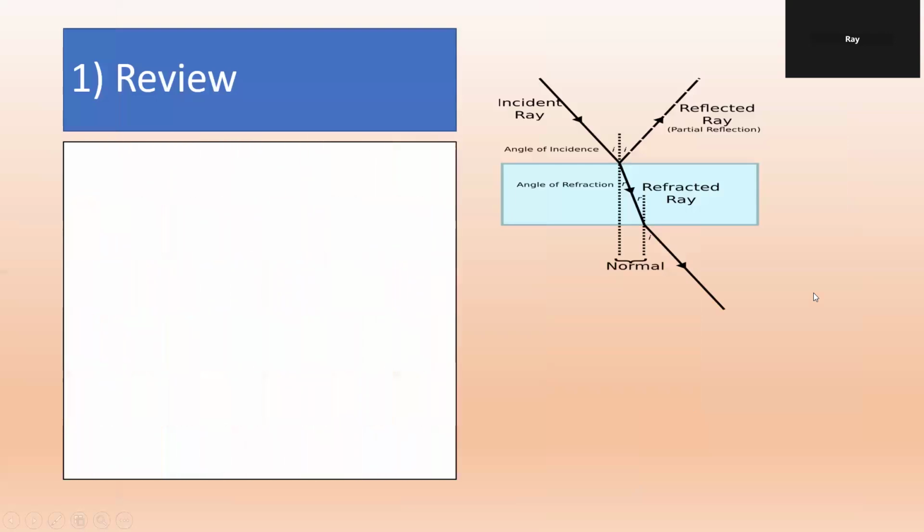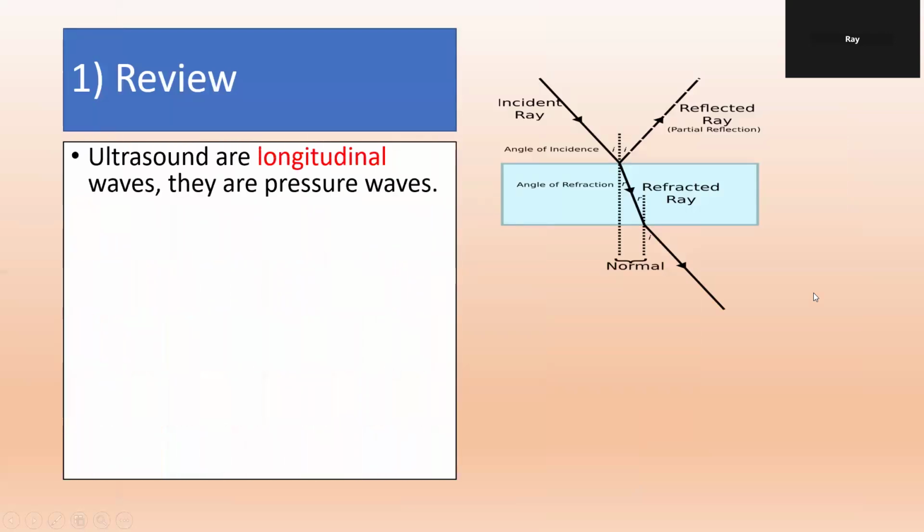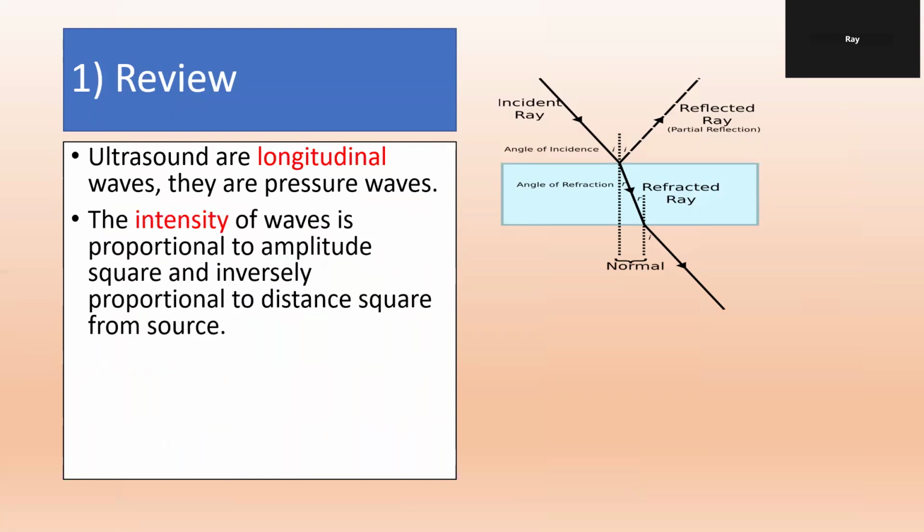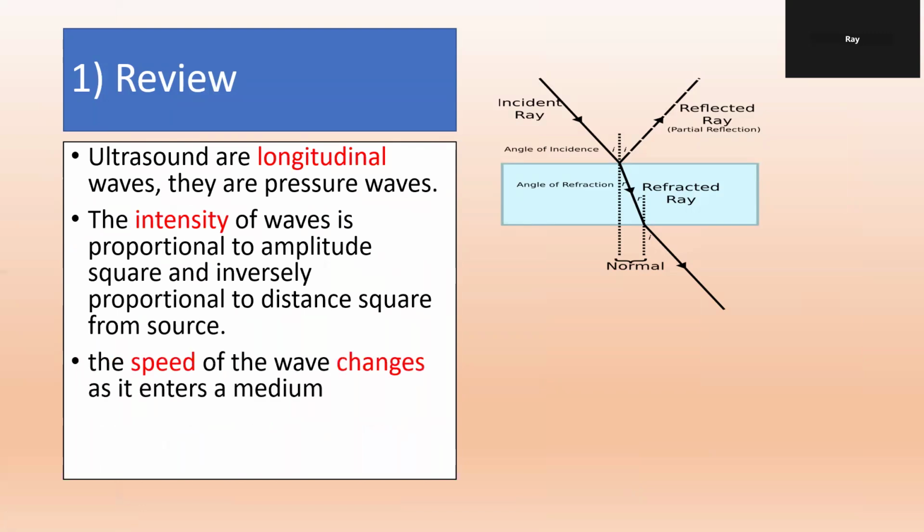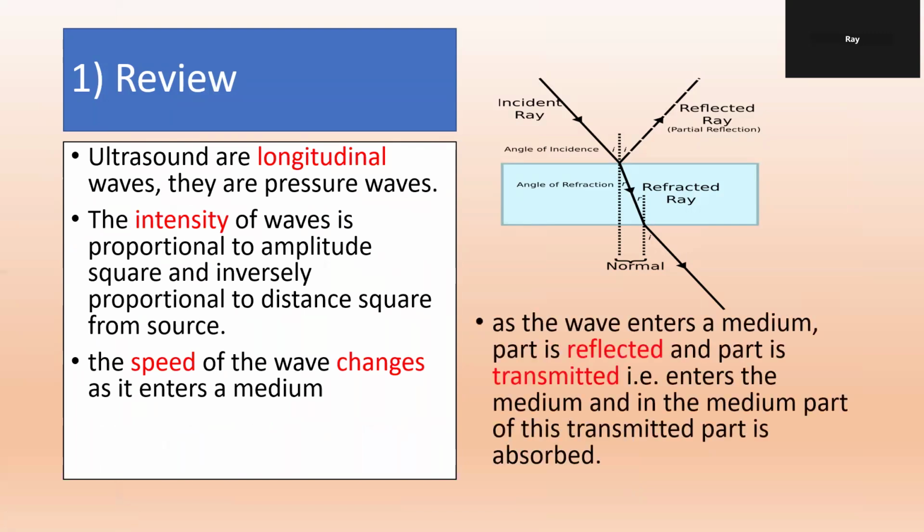Okay, review. Ultrasound are longitudinal waves. They are pressure waves. The intensity of wave is proportional to the amplitude squared and inversely proportional to the distance squared from source. The speed of wave changes as it enters a medium. As the wave enters a medium, part is reflected.